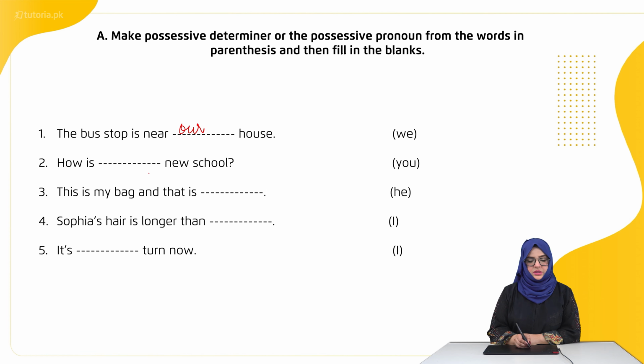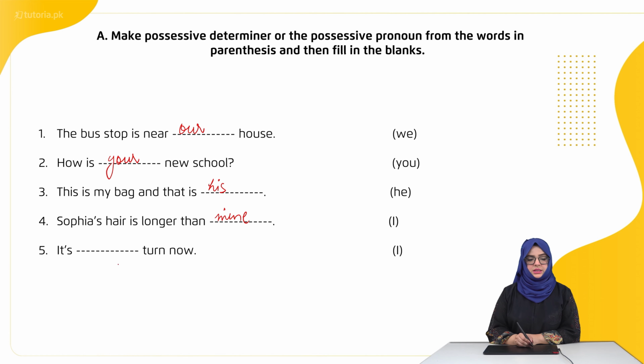Second is, how is dash new school? इसमें your आ जाएगा. Third is, this is my bag and that is dash, as there is he in the parentheses, तो यहाँ पे his आ जाएगा. Fourth is, Sophia's hair is longer than dash. I है, तो यहाँ पे mine आएगा.